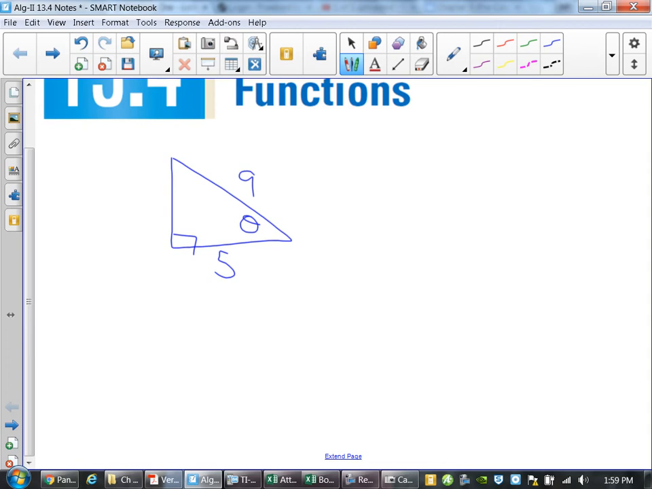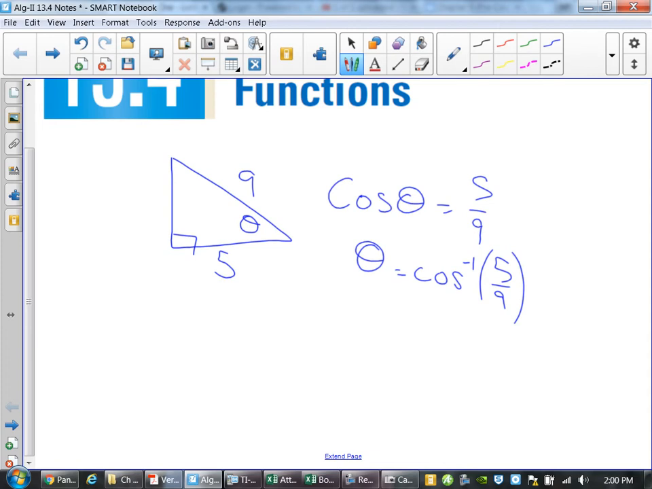Cosine. I would use cosine. I know that the cosine of theta would be 5 over 9, so the inverse cosine, that -1 button, remember that? And what this was asking is, what angle has the cosine value of 5/9? That's what that meant, using inverse trig functions.